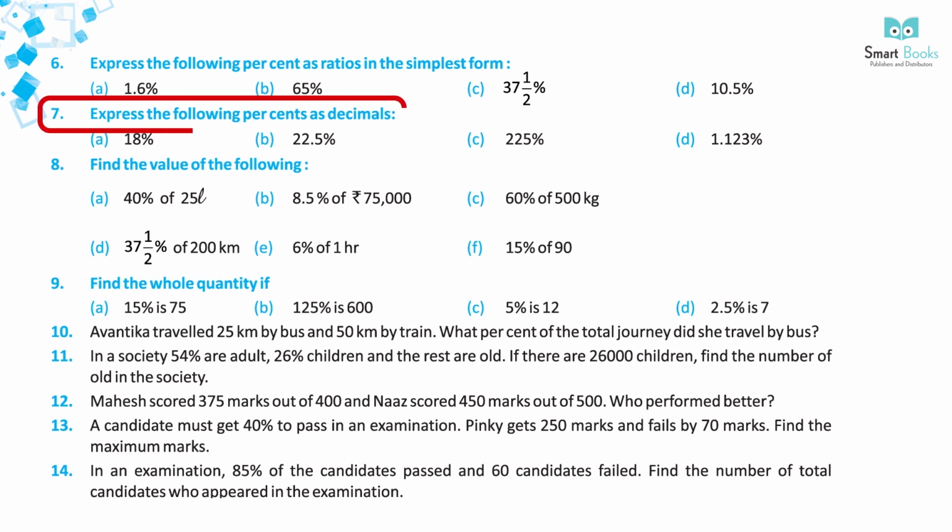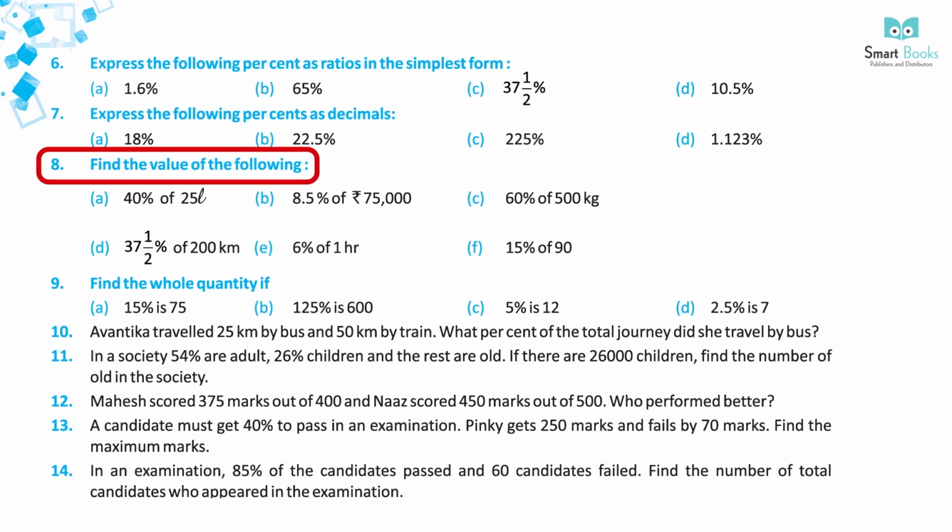Question 7. Express the following percents as decimals. A. 18%. Solution 0.18. B. 22.5%. Solution 0.225. C. 225%. Solution 2.25. D. 1.123%. Solution 0.01123.